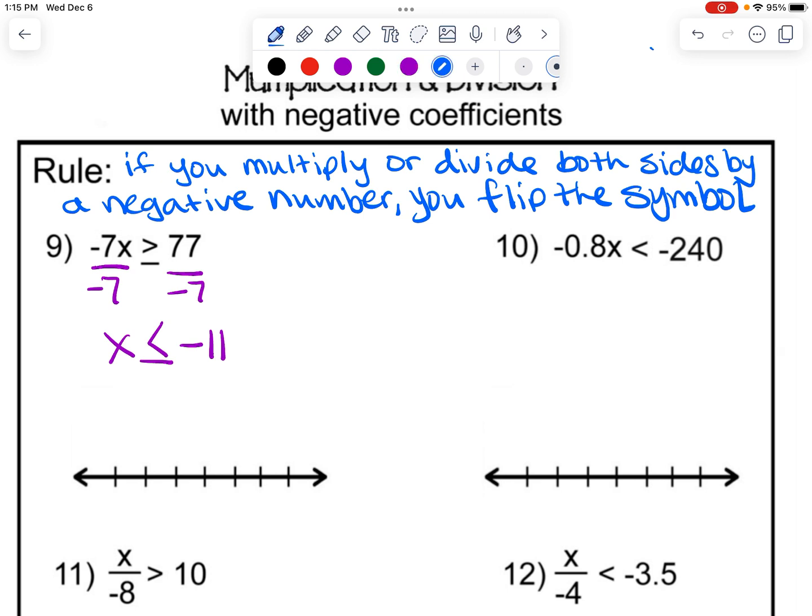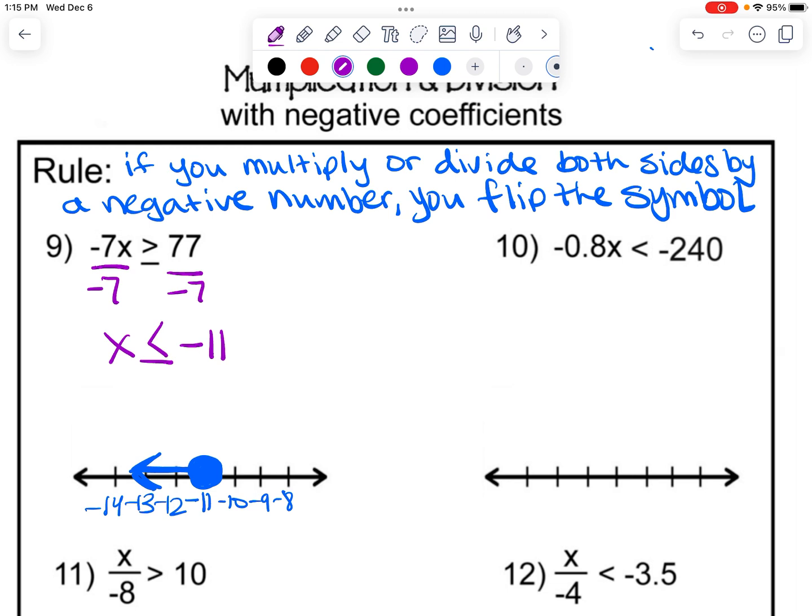And then I'm going to need to put my answer on the number line. I need a -11 on here. Sometimes hard to squeeze it in there. I want a closed circle on the -11 because I have a line underneath my symbol showing that it includes the number -11, and a line pointing to the left to show all the numbers less than or equal to -11.